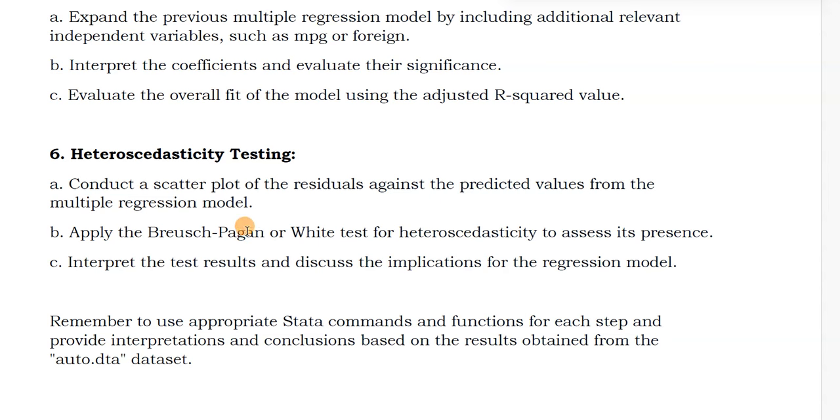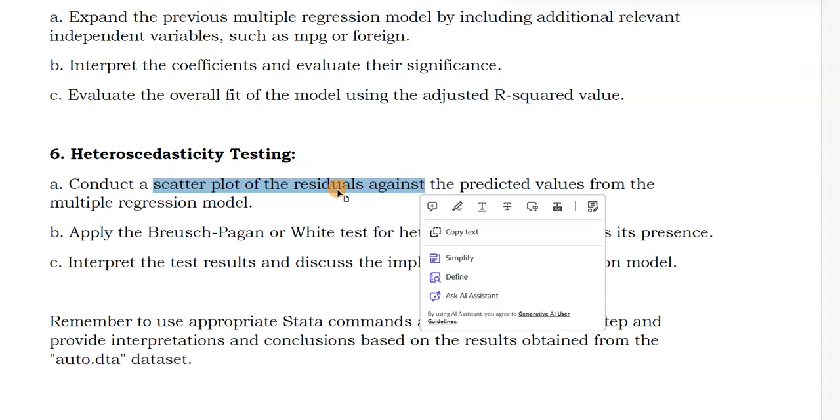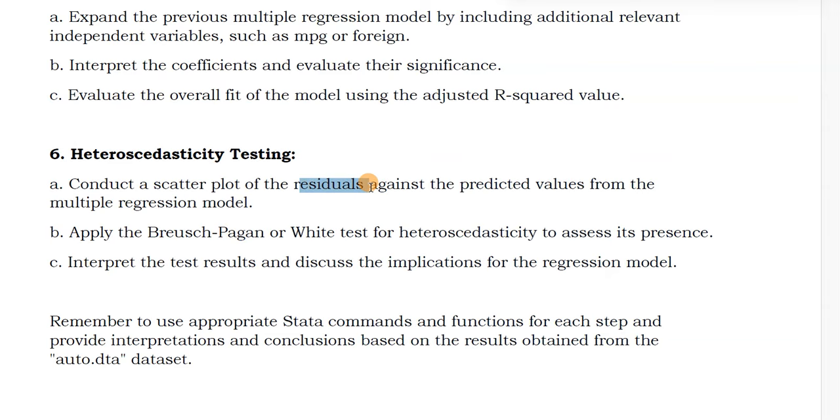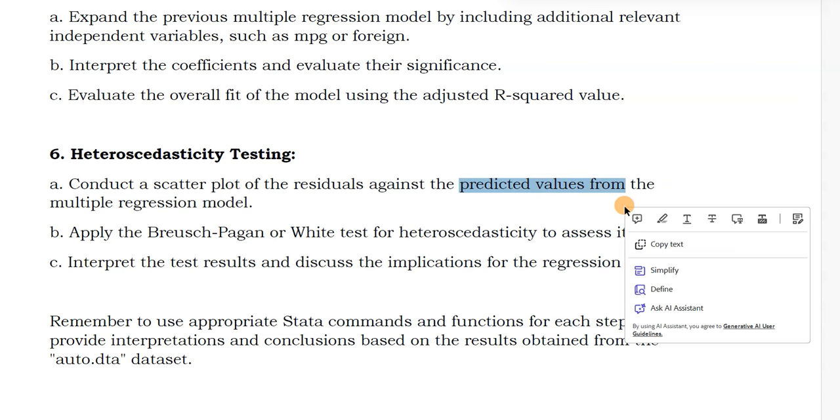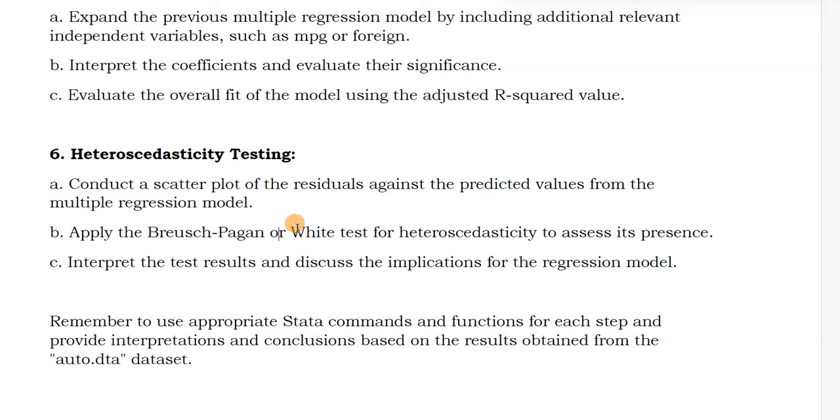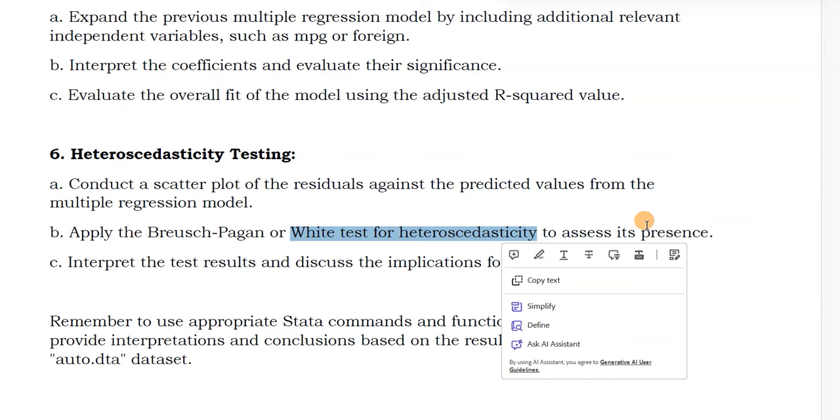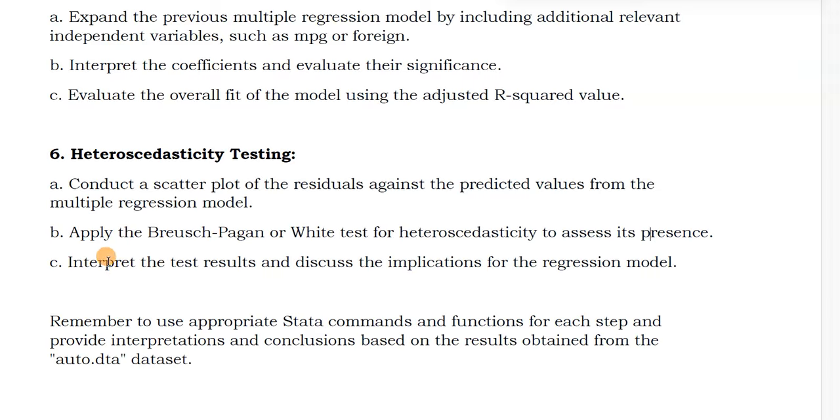And lastly, you're also looking at heteroscedasticity by conducting scatter plots. You will first of all predict the residuals as I showed you previously in the class, and after predicting the residuals, you try to make a scatter plot for the residuals against the predicted values for the multiple regression. And you can also run the White test for heteroscedasticity to assess its presence, and you interpret the results.